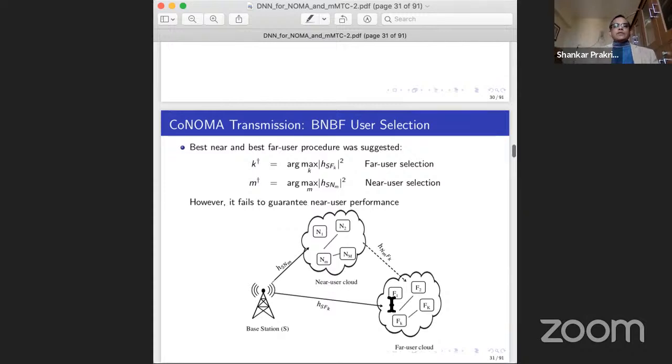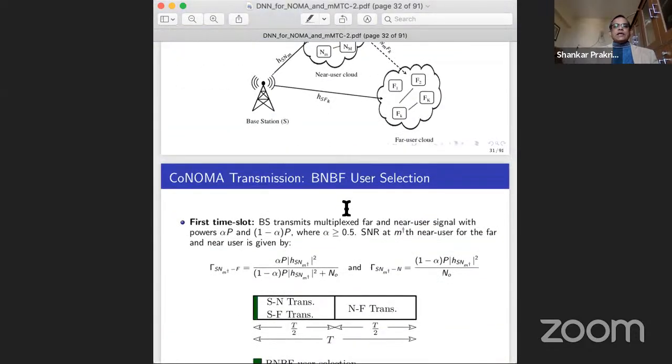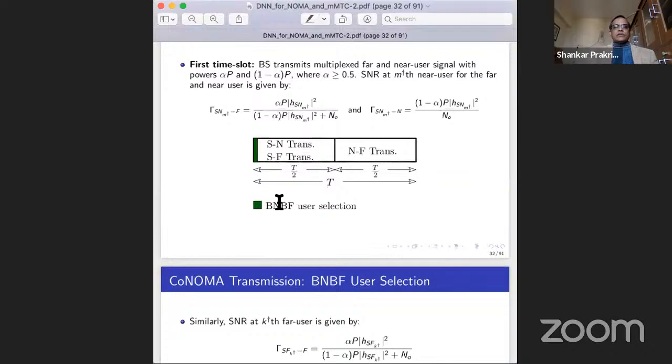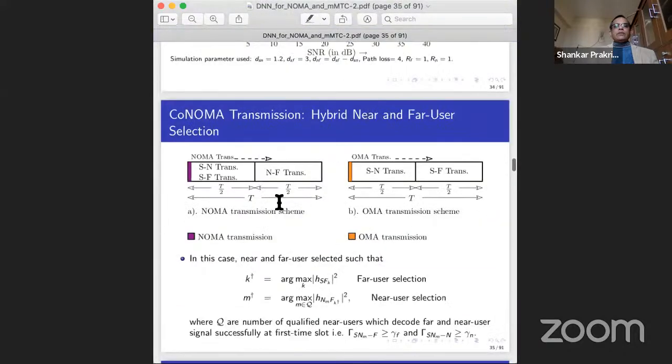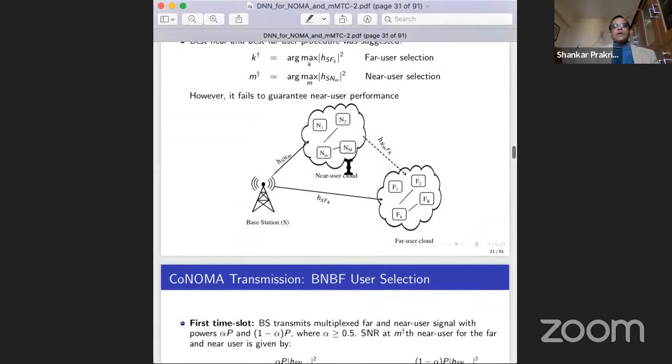So various types of mechanisms have been suggested for picking users. One is called the best near, best far, and so on. And we proposed a slightly different technique. Let us skip these in the interest of time. What we said is that let us pick one far user which has got the best link SNR, right? Then from the far user, we pick the near user which is able to decode both the symbols, near and far, and which has got the best channel to the selected far user.